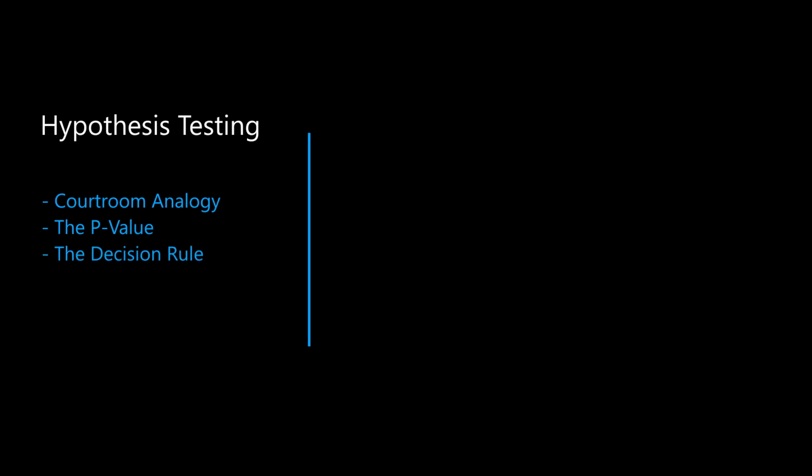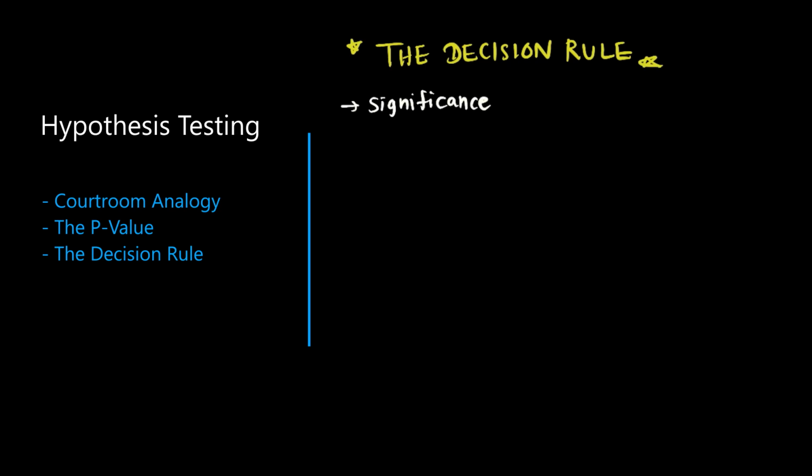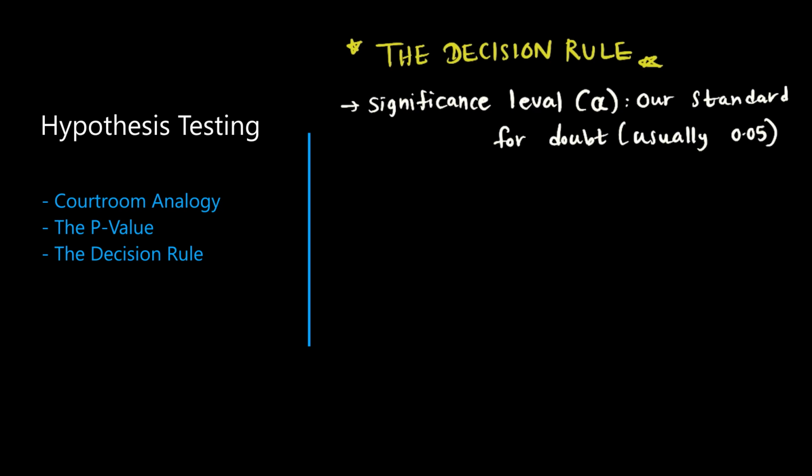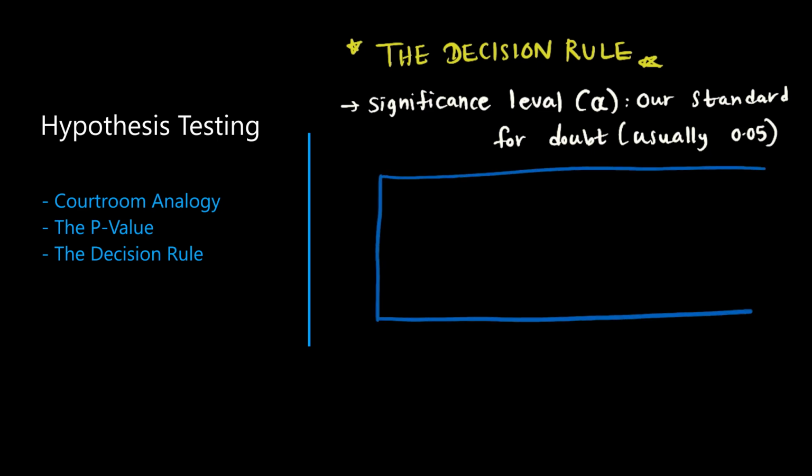So how small does the p-value need to be for us to reject the null hypothesis? We need a standard for reasonable doubt. This is our significance level, which we call alpha. Before we even start, we set our alpha level, usually at 0.05. This means we're willing to accept a 5% chance of being wrong, of rejecting the null hypothesis when it's actually true. This is called a type 1 error.